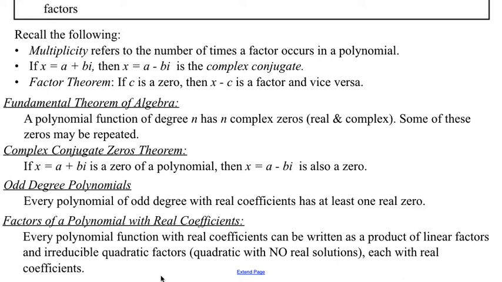Basically it says that every polynomial that has real coefficients can be written as a product of linear factors and irreducible quadratic factors. And an irreducible quadratic factor is one where there are no real solutions. So as long as the solution is real, even if it is irrational, we will reduce it to a linear factor. And so we'll talk more about that later in this lesson.